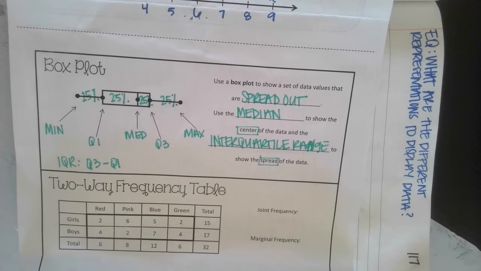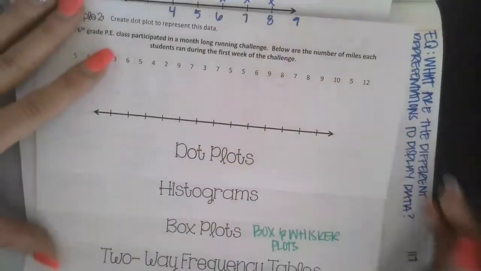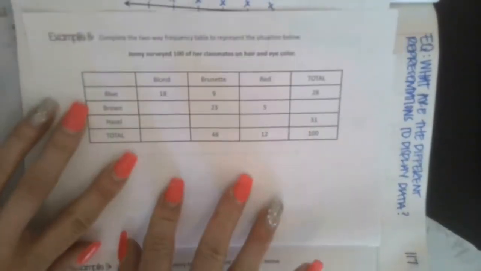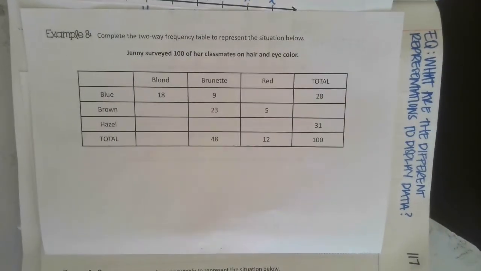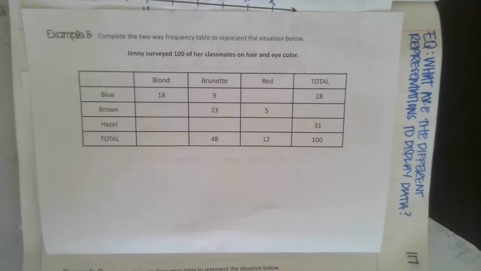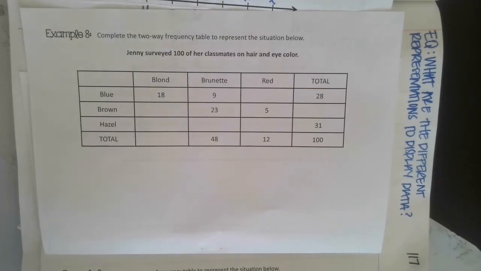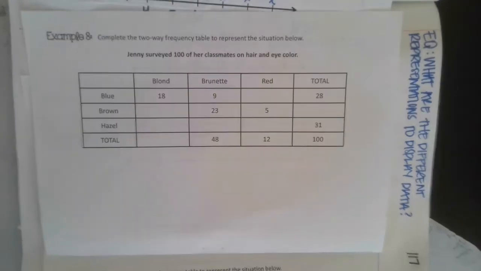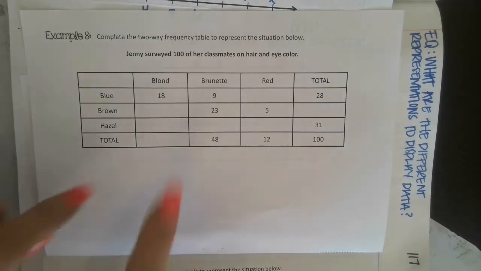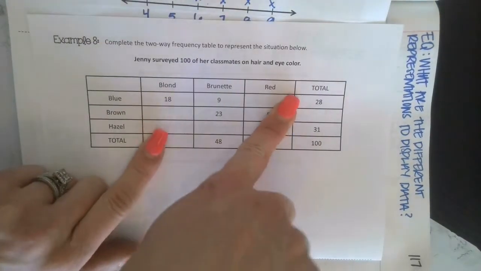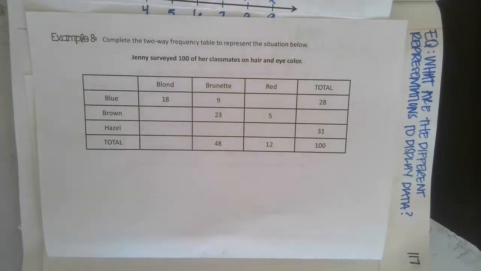Okay, let's actually go ahead and finish two-way frequency real quick, because that's our last one. And then we can be done with this foldable. So, two-way frequency tables. You guys did an entire unit on two-way frequency tables in 8th grade math. Basically, it shows frequency of two things. In this case, Jenny surveyed 100 of her classmates on hair and eye color. It doesn't label it, but I'm guessing these are hair because that'd be creepy to have red eyes, and these are eye color.